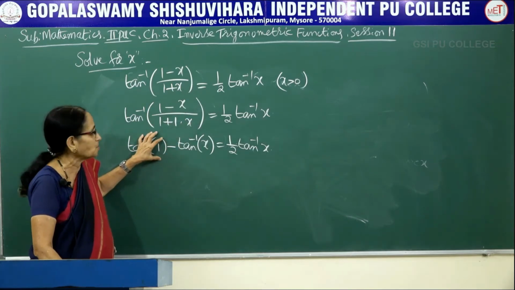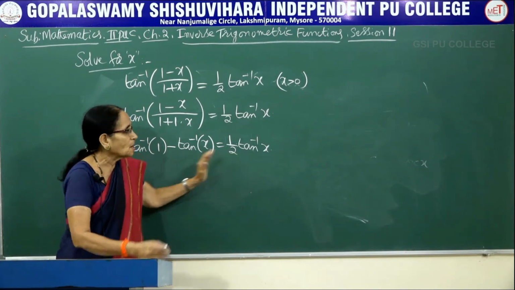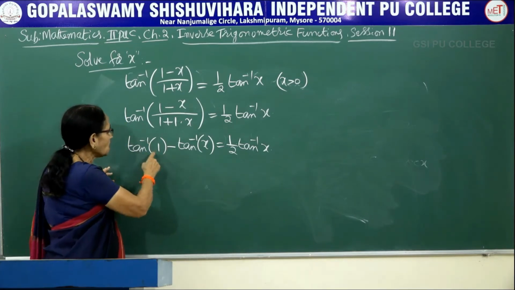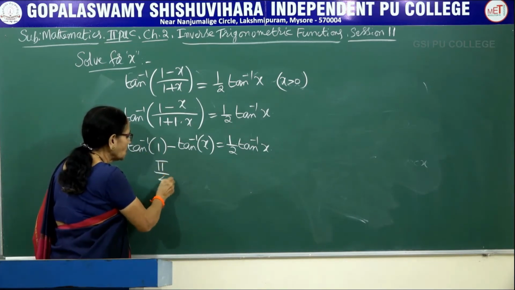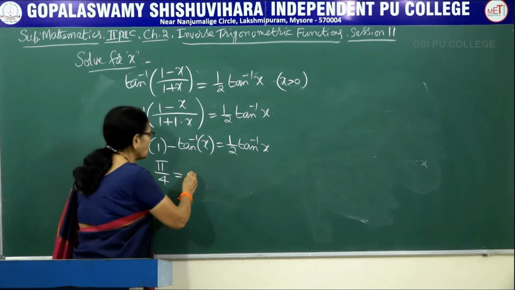It is free from x here. So this is also tan inverse x and this is also tan inverse x. I can take them together, then finally I can get the value. Now tan inverse 1, as you know, is a standard value, pi by 4. Now shift it to the right hand side.